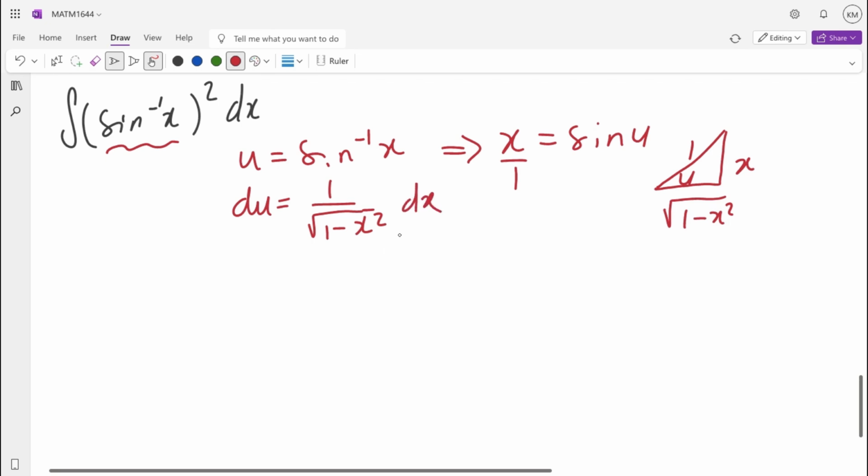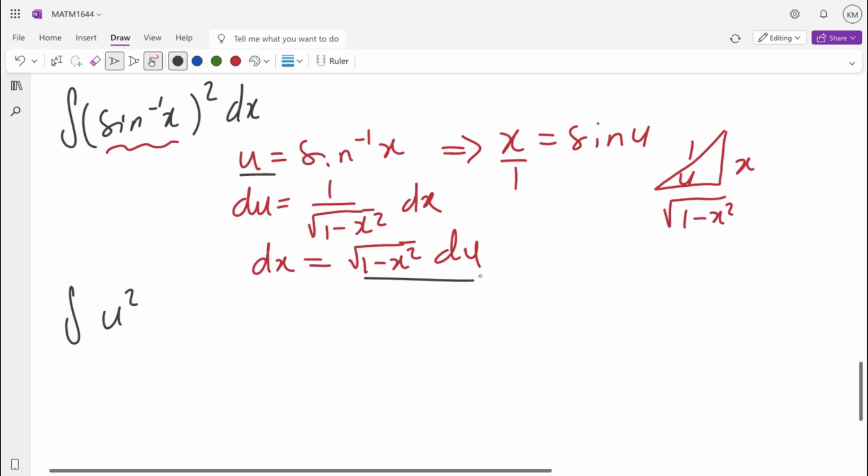Therefore, from here you can try and make dx the subject of the formula. If you do that, notice that dx will just be, you cross multiply, the square root of 1 minus x squared du. Okay, now since we have everything that we need, we can go back and substitute into our integral. So we have the integral of, we know that arcsine x, we let it be u. So when we see arcsine x, we put u, so it's u squared. And when we see dx, we plug in the square root of 1 minus x squared du.